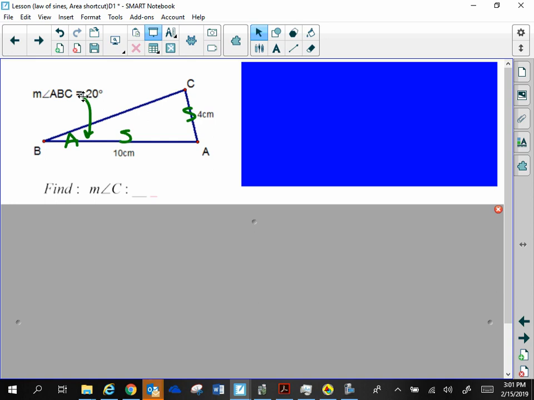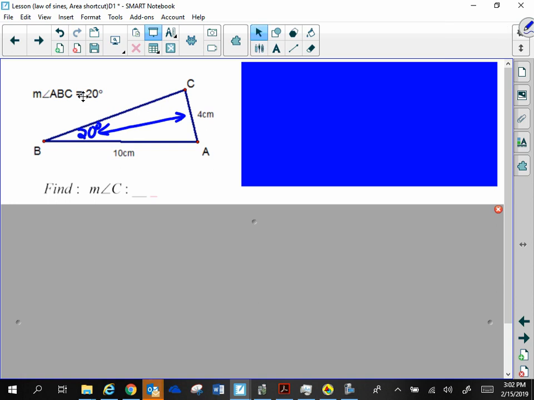And just to refresh my memory here, tell your neighbor next to you, how do you know whether or not you can use the law of sines? What do you need in order to use the law of sines? Go ahead right now and tell your neighbor. All right, hopefully you told them that what was needed was a ratio here.